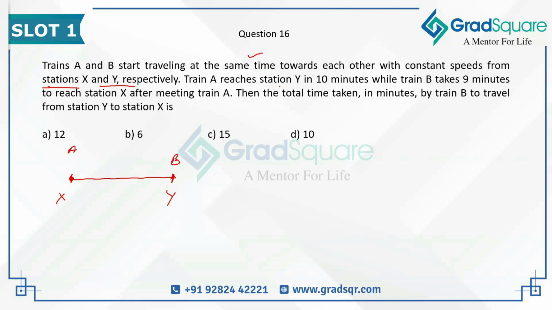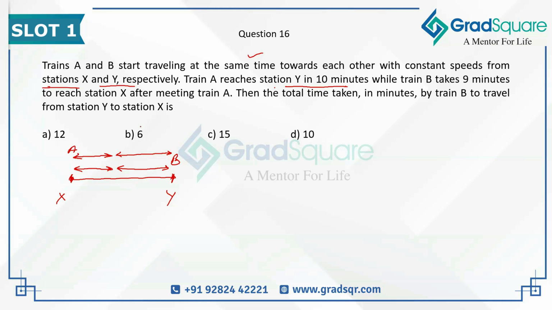Train A reaches the station Y in 10 minutes. So what is going to happen with train A is they're going to meet somewhere over here, and then cross their journeys, correct? And reach these points. Similarly, B will have to travel where? B will have to travel this distance and then this particular distance, correct?